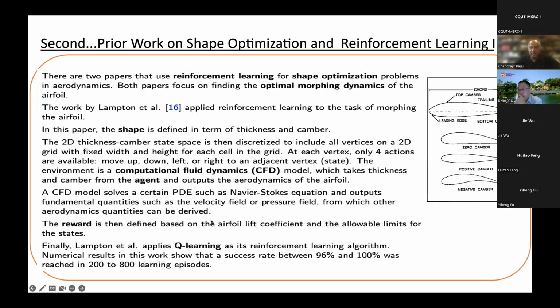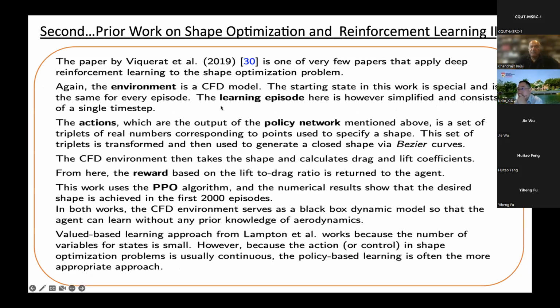But the reward is then to find the optimal shape such that the airfoil's lift coefficient is maximized, based on, of course, the shape changes that are allowed. The shape changes are captured by parameterization like the thickness and camber. And camber is like the relative asymmetry between the top part of the shape of the airfoil and the bottom part of the shape. So another very nice paper, which came out just a few years ago, was by Vikara and co-authors. And they also work with the CFD domain.